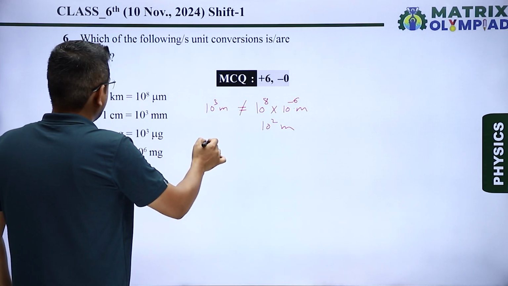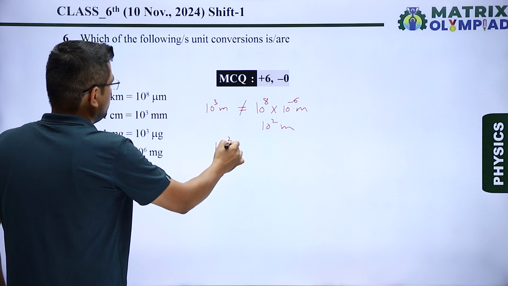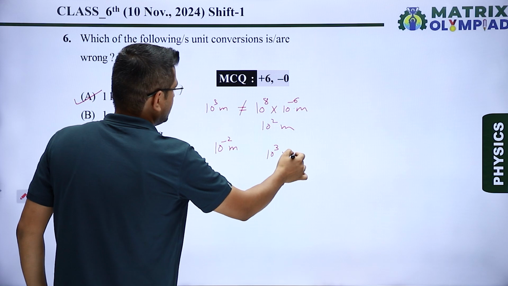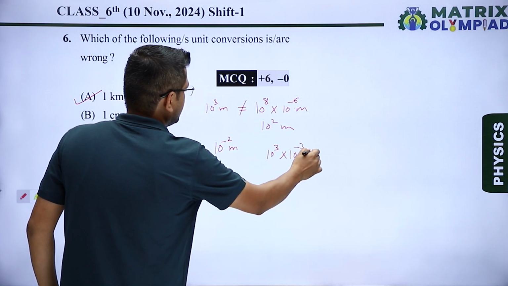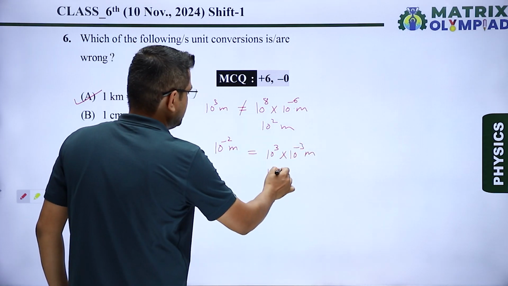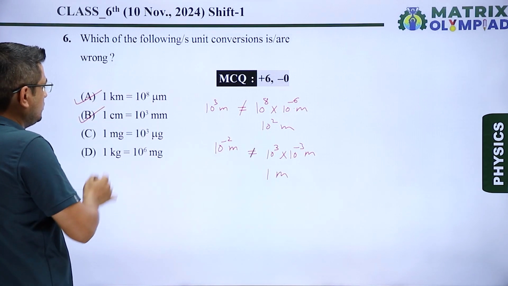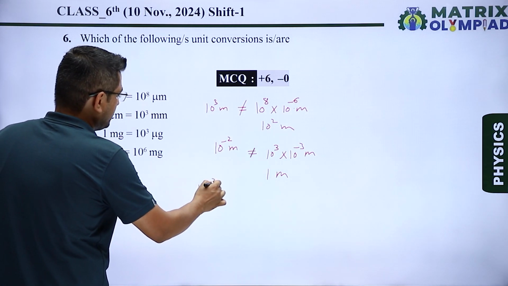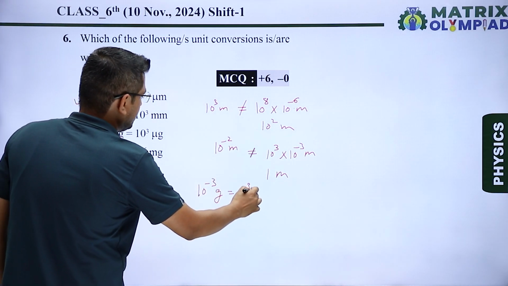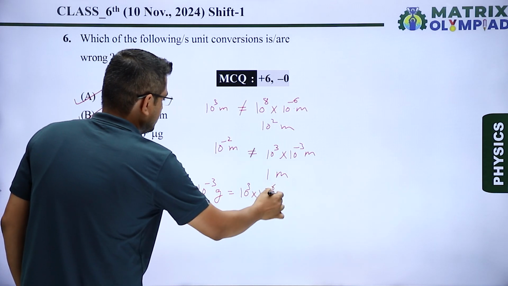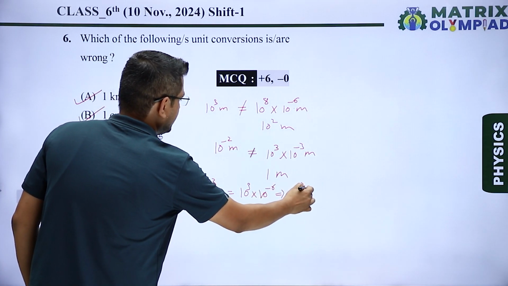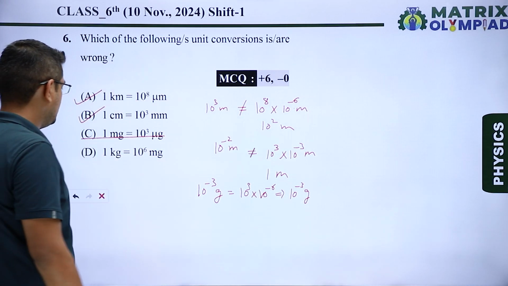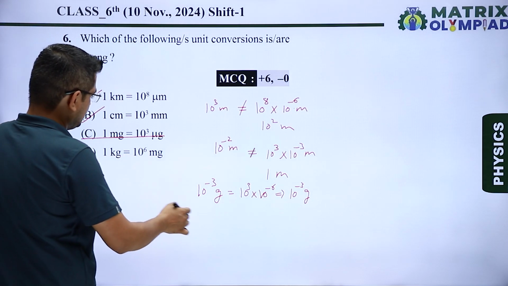1 centimeter is equal to, we can say 10 to the power minus 2 meter. 10 to the power 3 multiplied by millimeter, that means 10 to the power minus 3 meter, which is equal to 1 meter. So this is also a wrong conversion. 1 milligram equal to 10 to the power 3 microgram. Let's see. 1 milligram means 10 to the power minus 3 gram. 10 to the power 3 multiplied by 10 to the power minus 6, which is equal to 10 to the power minus 3 gram. This is correct. So we have to choose the wrong one. So this is not our option. 1 kg equal to 10 to the power 6 milligram.